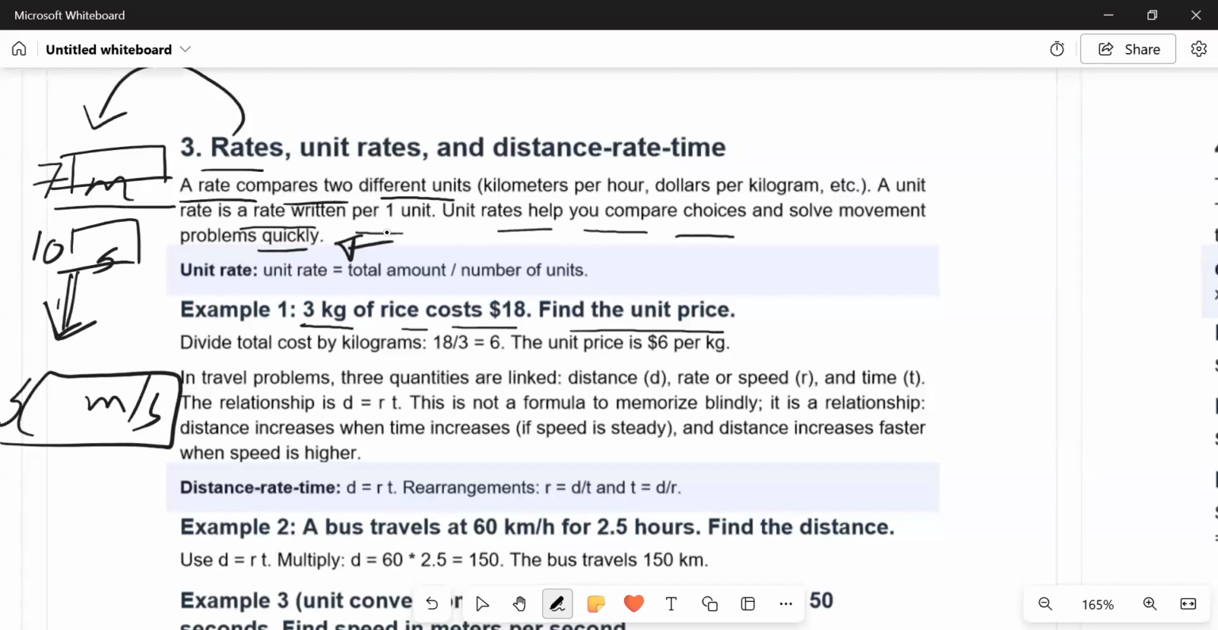So simply you divide 18 by 3 and you get 6. This 6 is not just a digit or a number. It has a significance. It means that per kg of rice costs $6. So this is what unit rates mean.